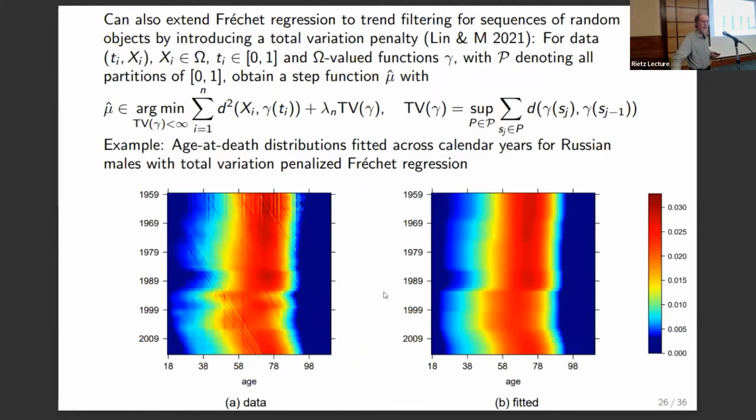A second extension of interest is to trend filtering with Lin. So here we have sequences of random objects, and we want to not smooth them, but we want to fit a step function to them. And why is this possible? We can do a total variation penalty because in object space, you can define total variation. Once you have a distance, a total variation can be defined. P is a partition, you make this finer and finer, you go to the limit, and that's your total variation in object space, which exists. That's the key to this.